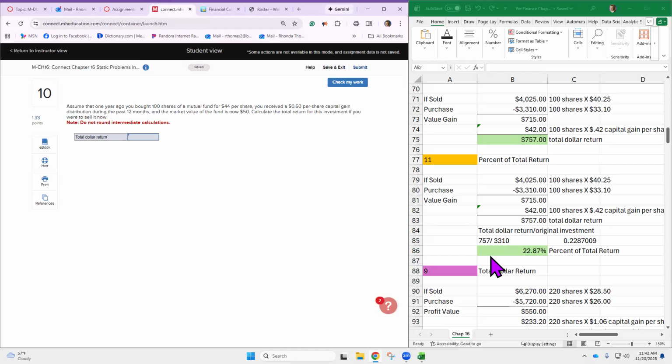From that mutual fund, you're receiving a 60-cent per share capital gain distribution during the past 12 months. And the market value of the fund is now $50 a share. Calculate the total return for this investment if you were to sell it now. You always put your purchase down first, right? So we're purchasing 100 shares at a price of $44. So that is our initial investment. So let's calculate that.